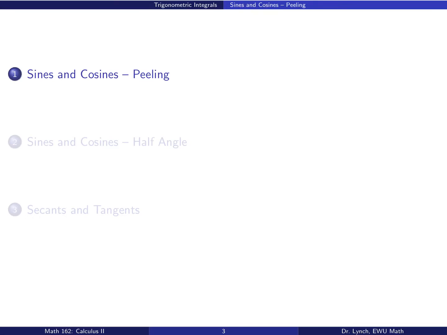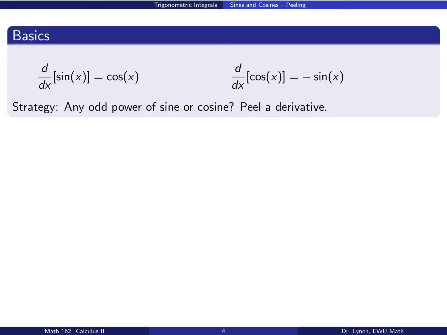Okay, let's start off with the strategy I'm going to call peeling, sines and cosines, peeling. Here's the overview. We know the derivative of sine is cosine, and the derivative of cosine is negative sine. If you have any odd power of sine or cosine, our strategy is going to be called peel a derivative. Peeling this derivative will end up motivating the u substitution we'll make in order to evaluate the integral.